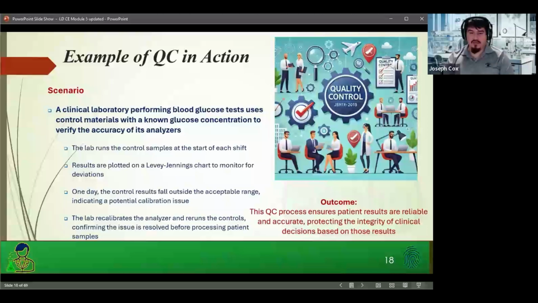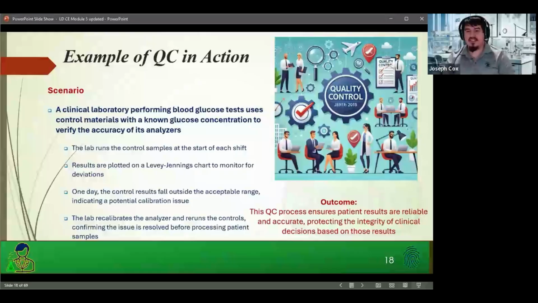Based off of the results being outside the acceptable range, they chose to recalibrate and rerun the controls. Once recalibration was performed, the controls came in, and then they were able to process the samples. When QC fails, it's for a reason. They don't just magically decide to be wrong. When you have these known concentrations and you can't get the right answer, you have to recalibrate and get the right answer. And then you know that you can test patient samples.